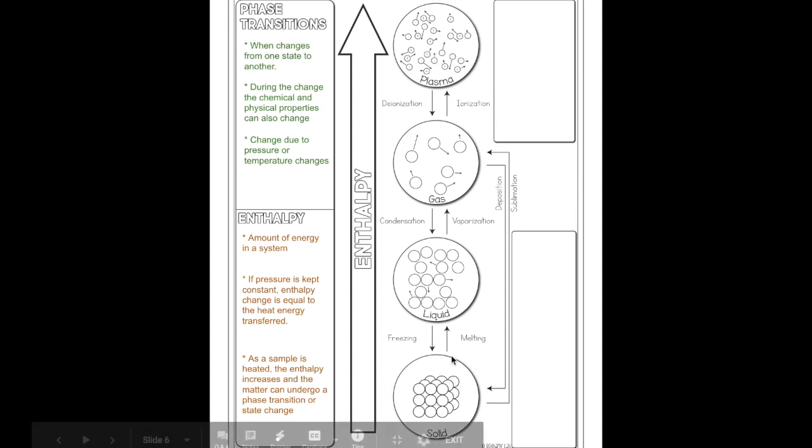Okay, you'll see it also goes through the different names of the phase transitions between the different states of matter. Okay, so for example, a solid to a liquid is melting, a liquid to a solid is freezing.